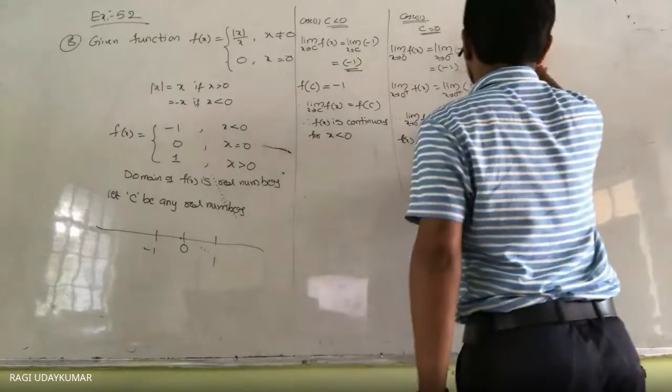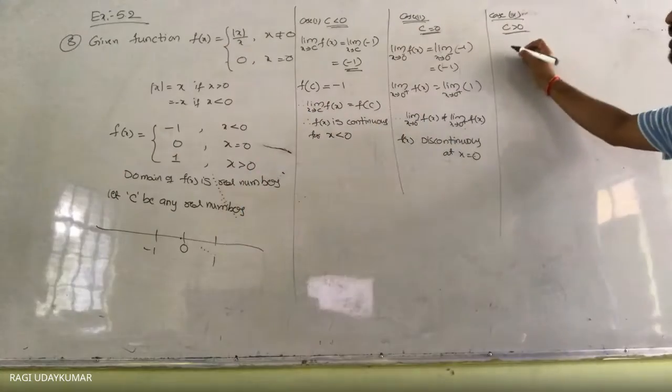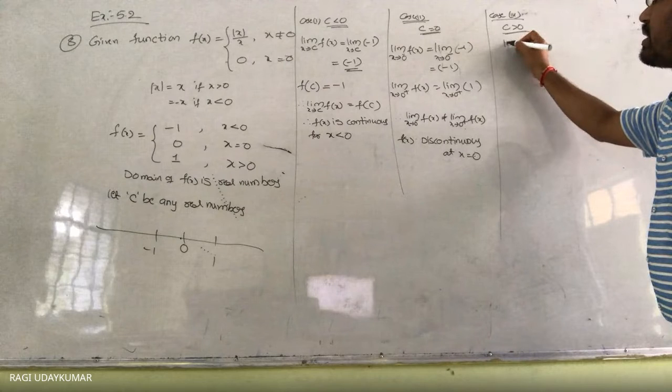So for c greater than 0, what is the function here? The limit as x tends to c of f of x is the limit as x tends to c of 1, since f of x is 1 for c greater than 0. So this is equal to 1. Now f of c is also equal to 1. Here there is no need of finding the left hand limit and right hand limit. We get the limit as x tends to c of f of x equals f of c.